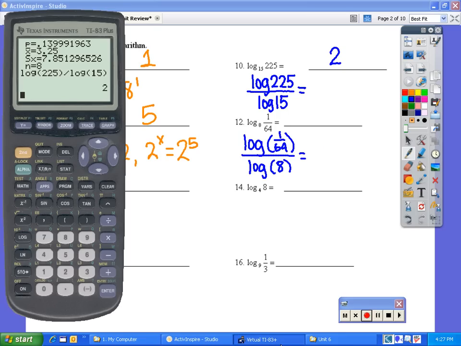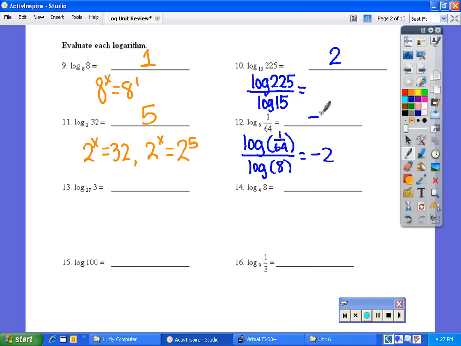So just put that into your calculator. Log of 1/64 divided by log of 8 is equal to -2. So the answer to that one is -2. Whichever way you do it is fine.